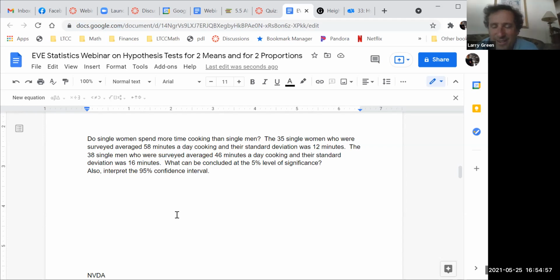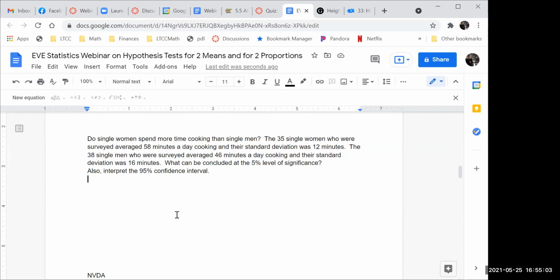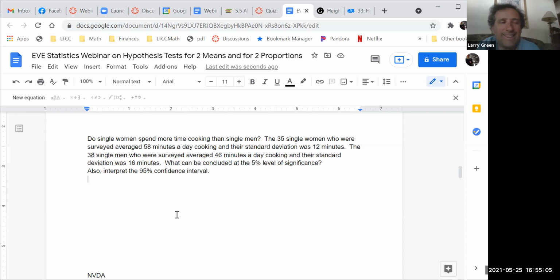What's the main difference in this one and last one? Mean? Yeah, this one's all about means. There's two means, whereas last time was proportions. These are means because the survey question is how many minutes a day do you spend cooking? I spend 83 minutes a day cooking. It's a number, not a yes, I cook. It's how many minutes do you cook? Any questions on that idea? Okay, so that's the first thing, it's means.